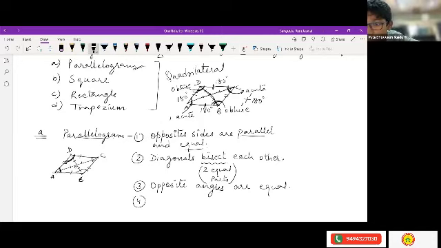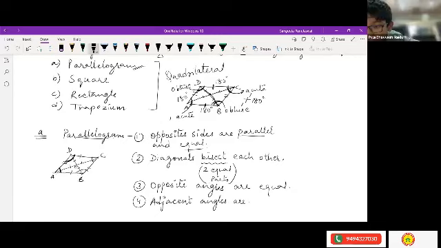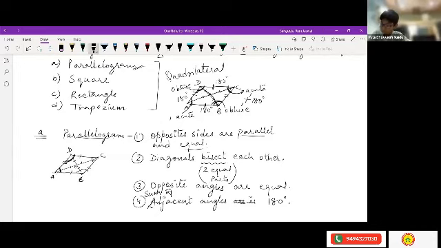So opposite angles are equal. And adjacent angles, we say they are supplementary, but I will write here: sum of adjacent angles is 180 degrees. Okay, you can write that. The sum of adjacent angles is 180 degrees. Okay.